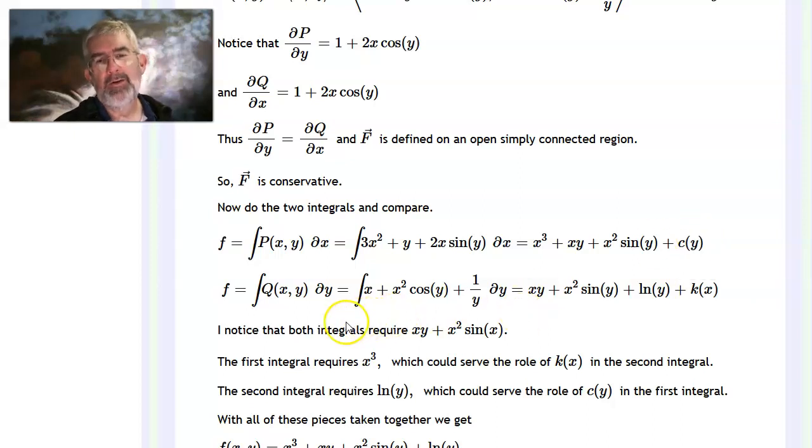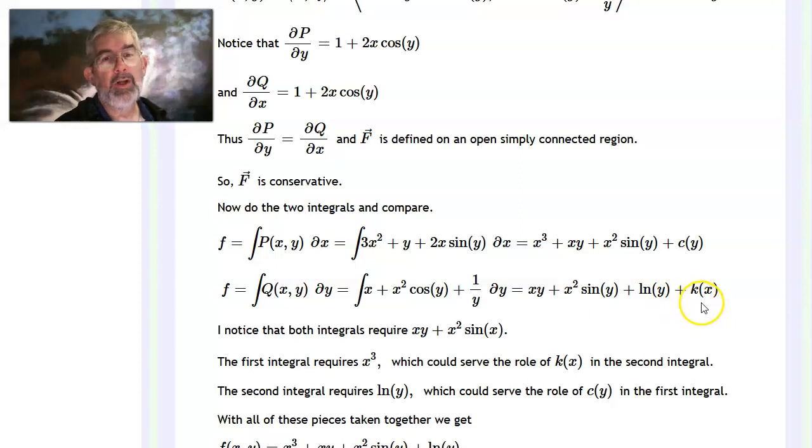So now looking at the other integral, I'm going to take q and integrate that with respect to y in order to get to f. So here's q, x plus x squared cos y plus 1 over y, integrated with respect to y. The x integrated with respect to y is x times y. The x squared cos y integrated with respect to y is x squared sine y. And then the 1 over y would integrate to the natural log of y. I don't need an absolute value here because remember I've assumed that y is positive. So I'm just saying log y.